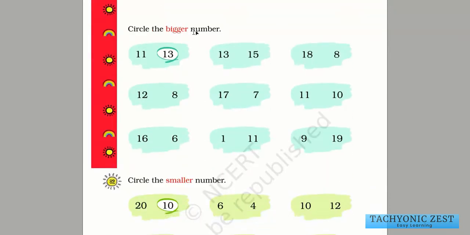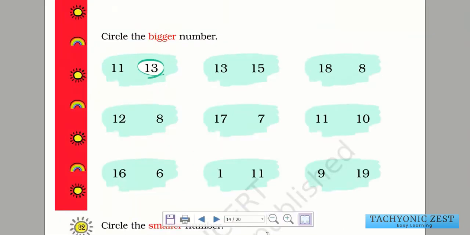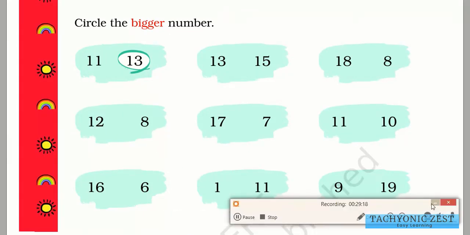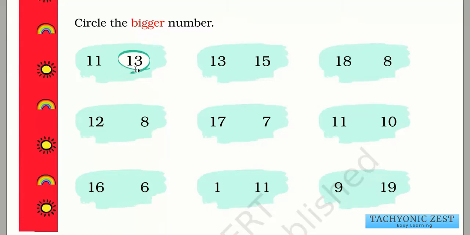Next is circle the biggest number. Okay, so we have to circle the number which is the biggest. So now let us try and do this. So out of 11 and 13, we know that 13 is bigger, so we have to circle the bigger number. So 13 is obviously bigger, so 13 is circled for us. This one is already done. Let us do the next questions.